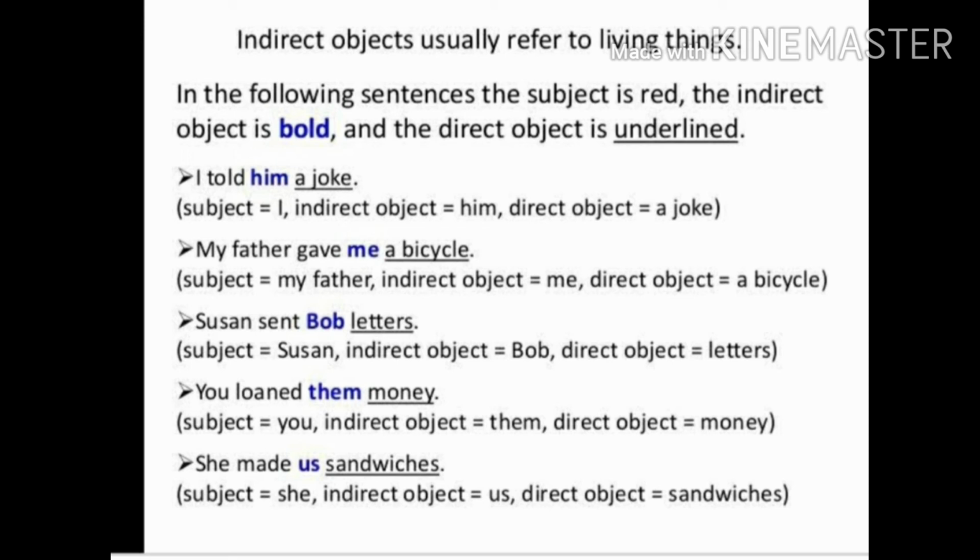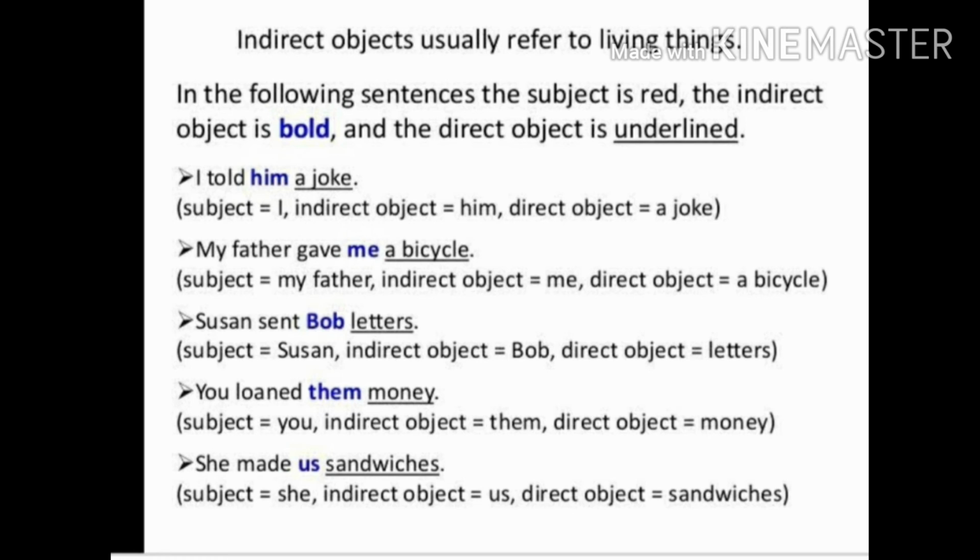In the following sentences, the bold word written in blue is the indirect object and the underlined word is the direct object. First example: I told him a joke. What did I tell him? A joke. We use what and we find the direct object. I told him a joke. If I say whom I told a joke, then we get the answer him. Then him is the indirect object.